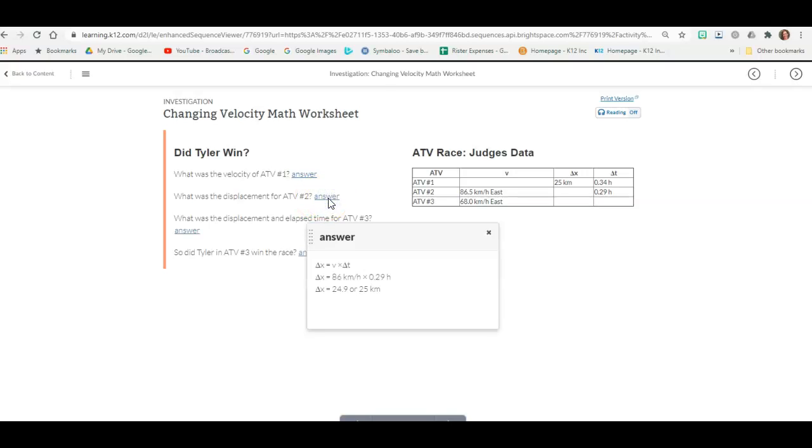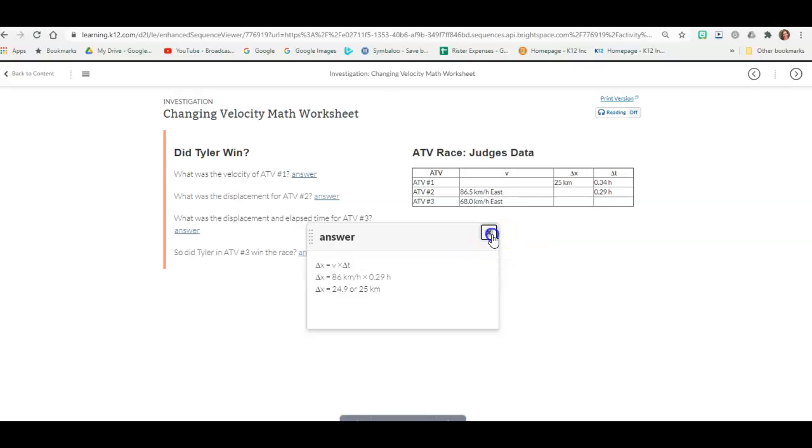ATV number 2, we're using a different version of the formula because we're given V and T, but we don't have X. So we take the 86.5 kilometers per hour times 0.29. I don't know if they put the 0.5 in here, so that might be incorrect. Okay, those are two things that we are given here. And that gives us 24.9, or you could just round it to 25 kilometers. Okay, so that's solving for this.